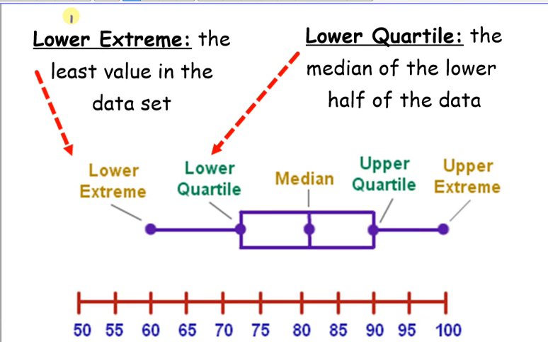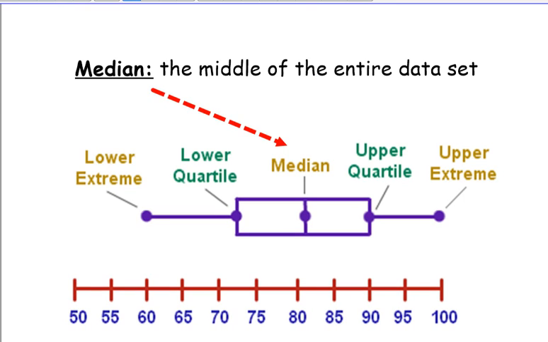So first off is the lower extreme. This is the least value in the data set. And to put it even simpler, it's the smallest number in the data set. So when you put them in order, it's going to be the smallest number. The second thing that we need in order to construct a box and whisker plot is something called the lower quartile. And that is the median of the lower half of the data. So we're going to cut the data in half, and we're going to find the median of the lower half.